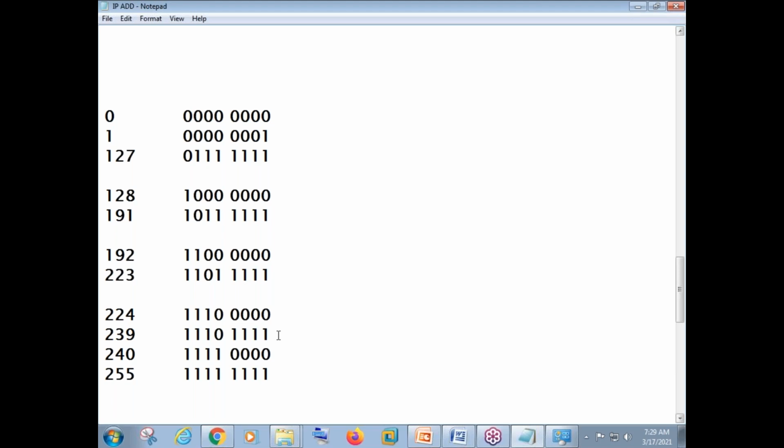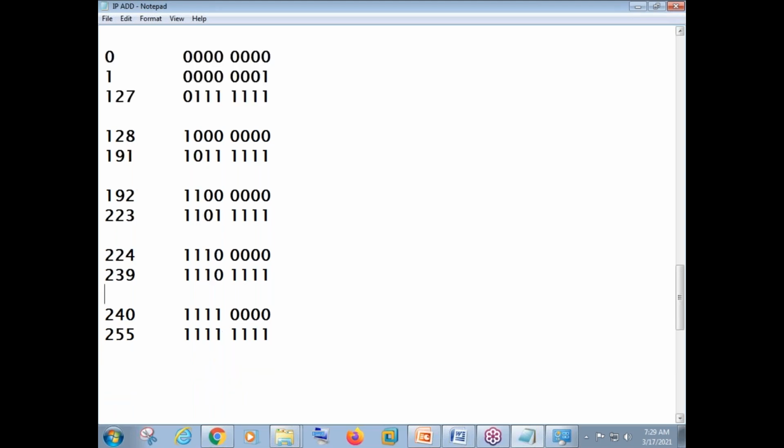And coming to class D, we can see the bit formation here. 224 is 1110 and all zeros, and 239 is 1110 and all ones. So if you take any number from 224 till 239, the starting 4 bits will be 1110. The remaining 4 bits will change.